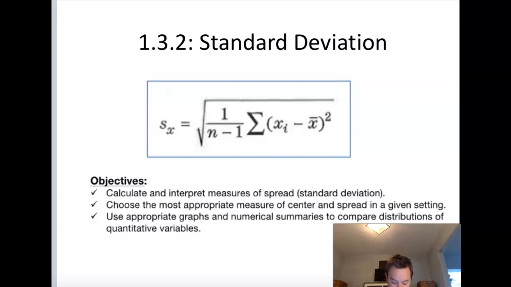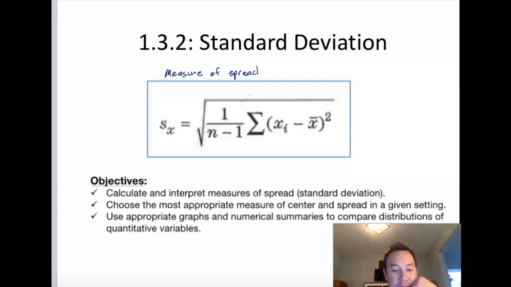All right, in 1.3.2, we're talking about standard deviation. Standard deviation is a measure of spread. So it tells us how spread out the data in a distribution are. So basically, we have a few measures of center that we use. So a mean is a measure of center, a median is also a measure of center, and a few different measures of spread. So range, IQR, and now standard deviation.